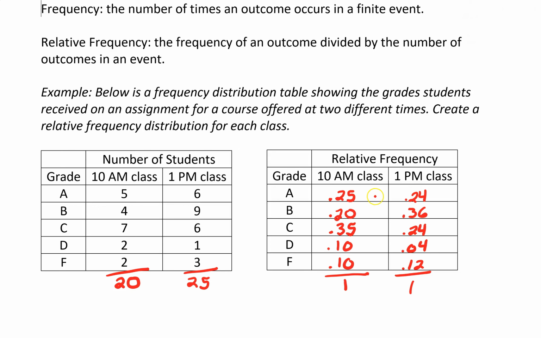So we can say the chance of getting an A is a little bit higher in the 10 a.m. class, but the chance of getting a B compared to the 10 a.m. class, in the 1 p.m. class, is a lot higher. The chance of getting a C in the 10 a.m. class is a bit higher than in the 1 p.m. class.